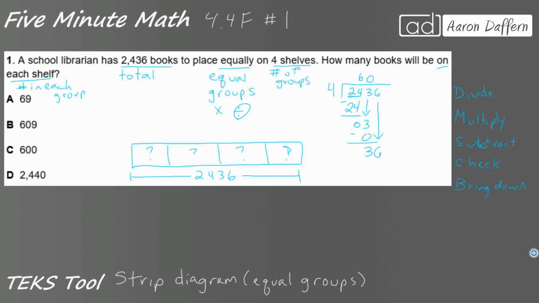Now I've got 36. We start again. 4 goes into 36 9 times. 9 times 4 is 36. We subtract. There's nothing left. There's nothing to bring down. So that is our final answer, 609. And it's going to be even, and so we can say there are going to be 609 books placed equally on each of the shelves. The answer is B.